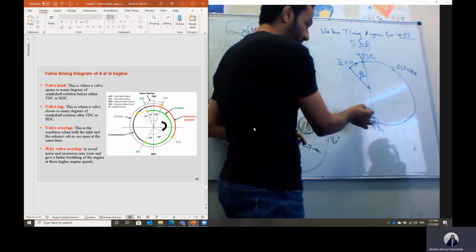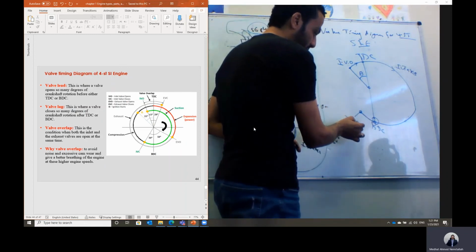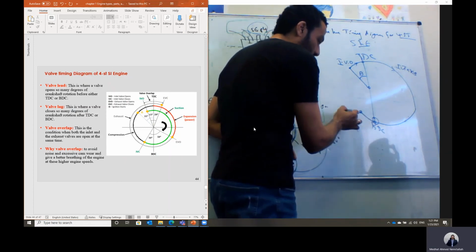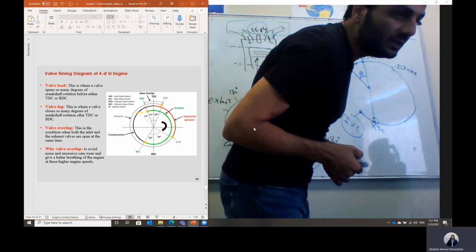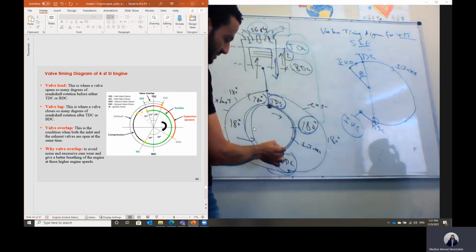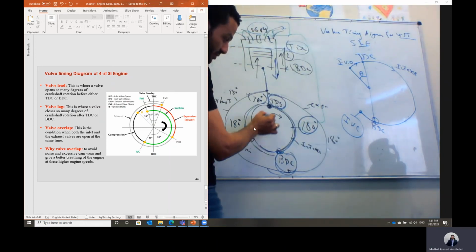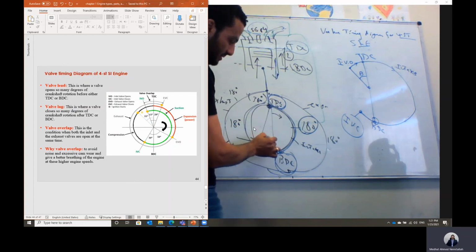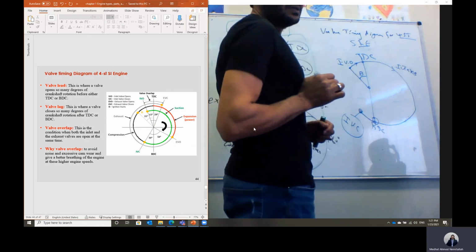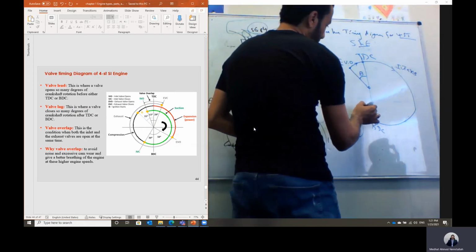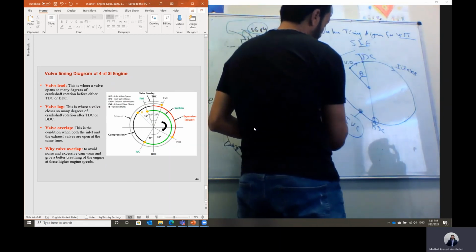But the intake valve is still open to bring more air into the engine. It will be closing a few degrees later, about 30 degrees. So the piston is here, and while it is moving during the compression, about 30 degrees after the bottom dead center, the intake valve will be closing. And then we continue the compression stroke.